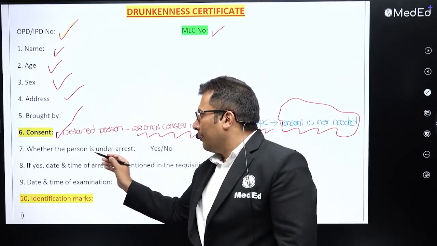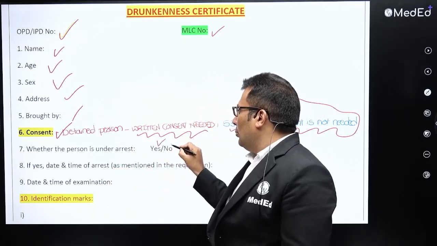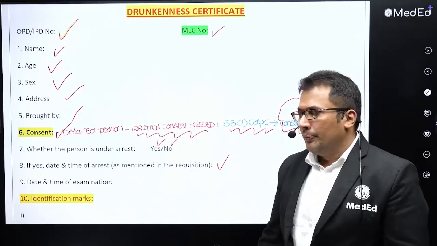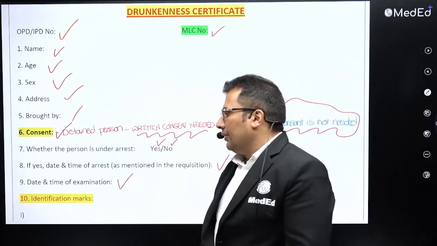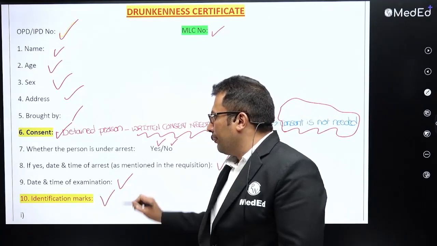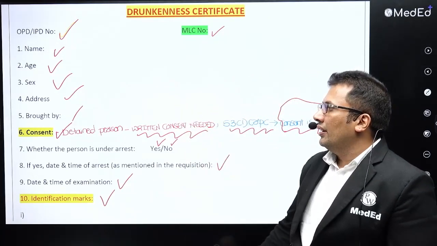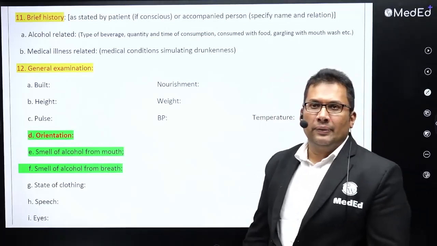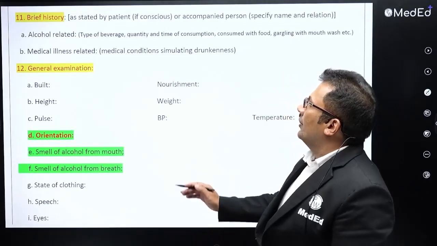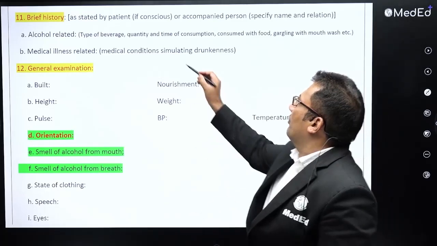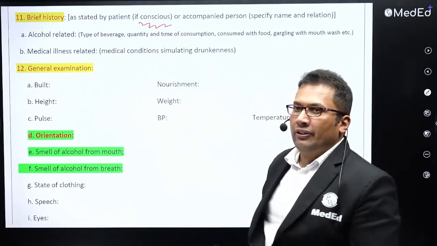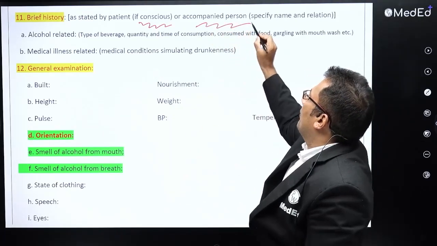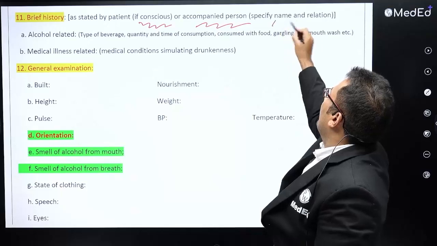Then whether the person is under arrest, yes or no. Date and time of arrest, date and time of examination, identification marks. So 10 points in the preliminary details. Next, brief history. That is, as stated by patient, if he is conscious. If he is unconscious, then you can take history from accompanied person, specify his name and relation.